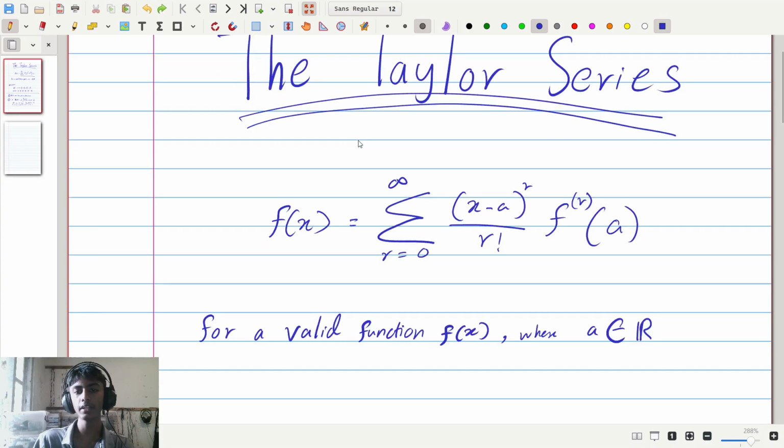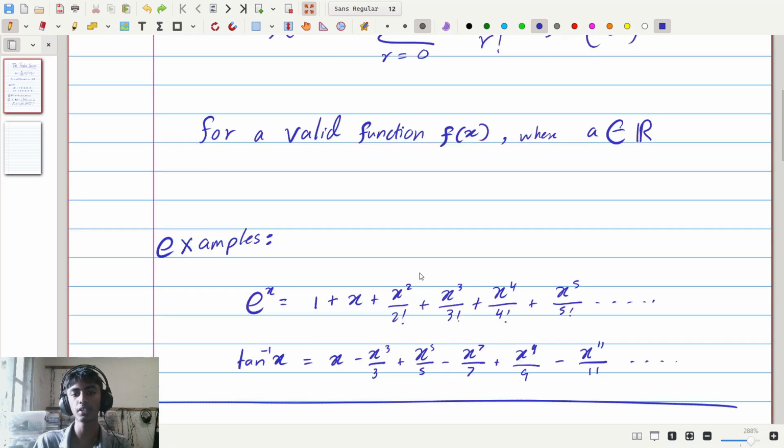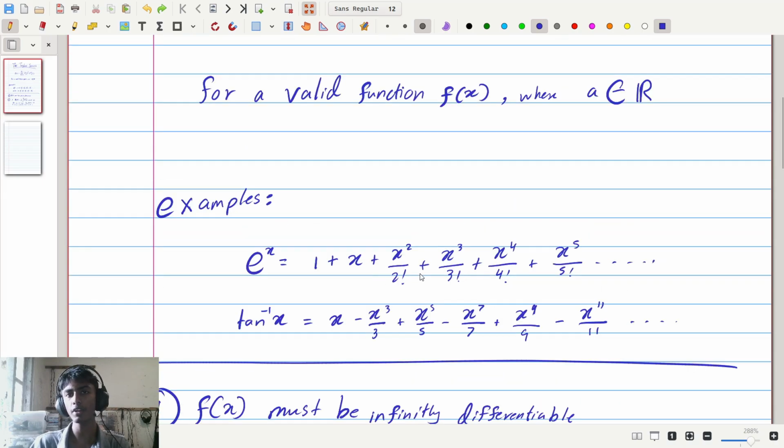So here we have the condition that f of x should be some valid function. What is a valid function? Well, let's go down here and talk about it. Some valid functions that work are e to the power of x and tan inverse x. Here we can see e to the power of x has a Taylor series which makes it easier to calculate. Taylor series convert complicated functions into simple integer power of x functions like such.